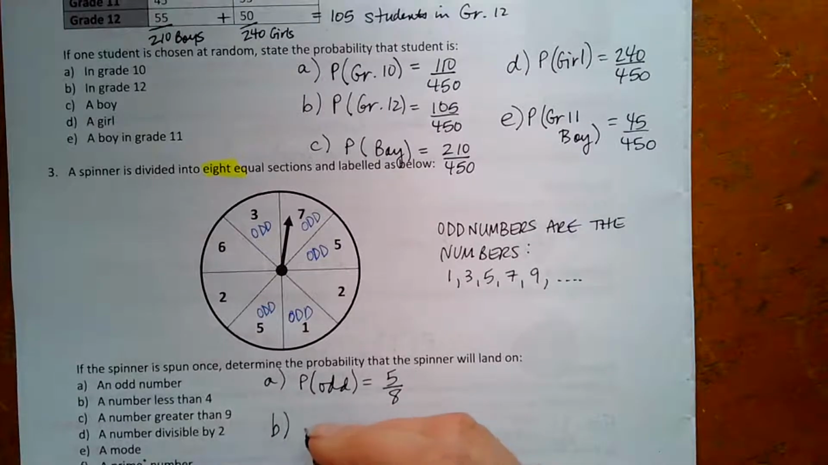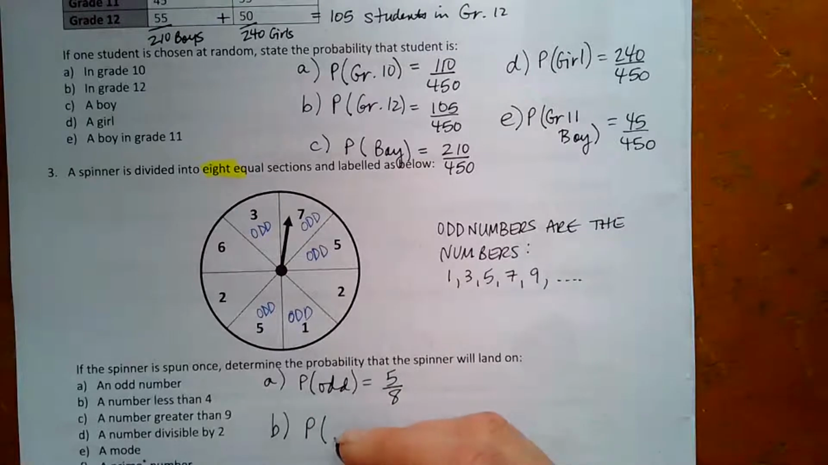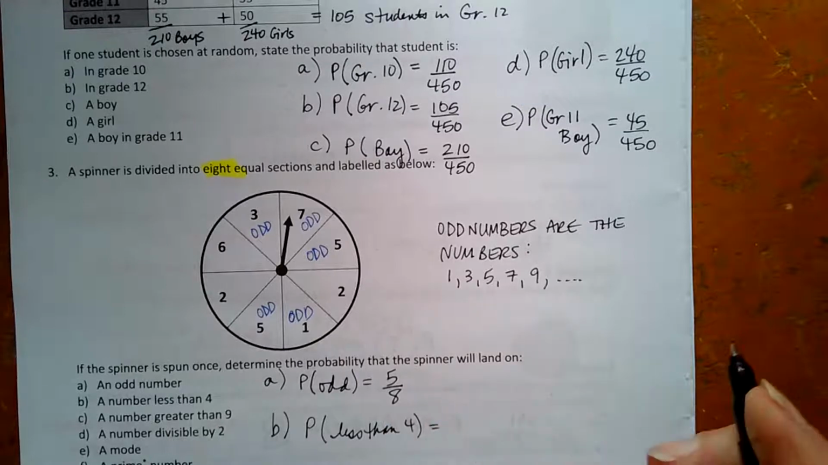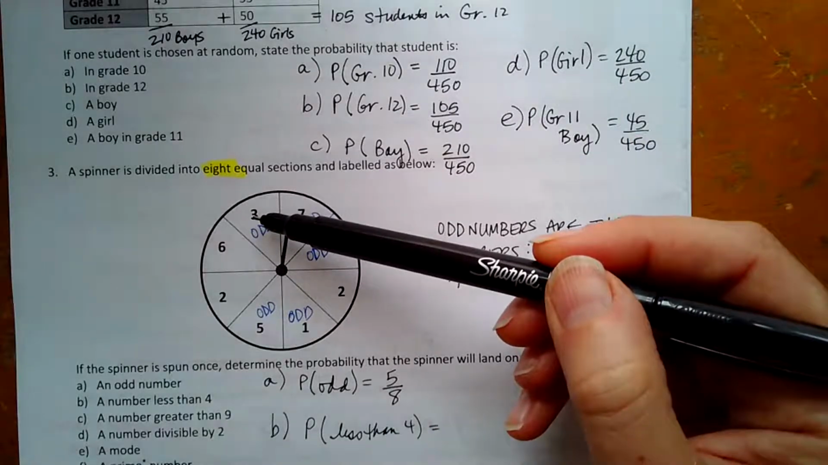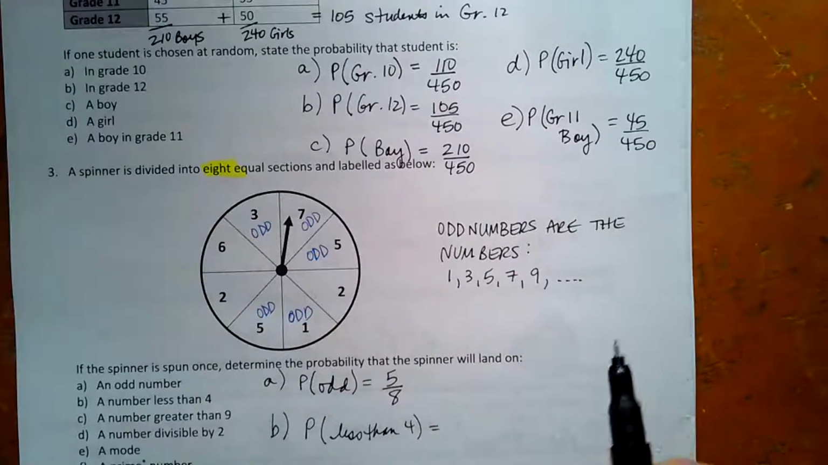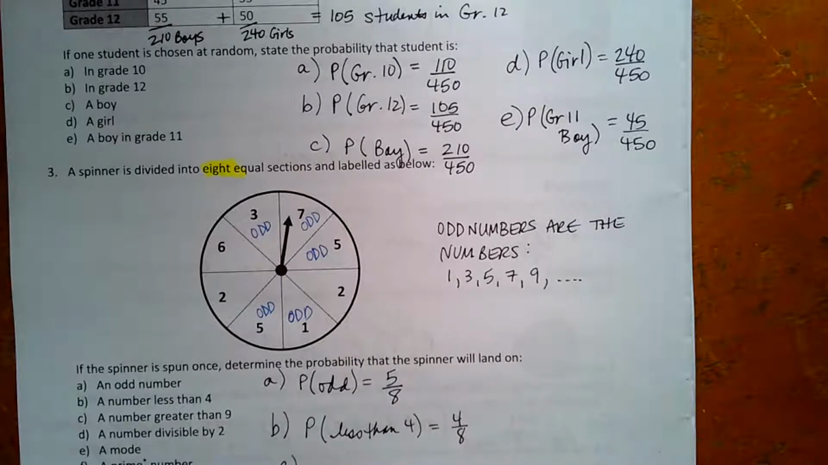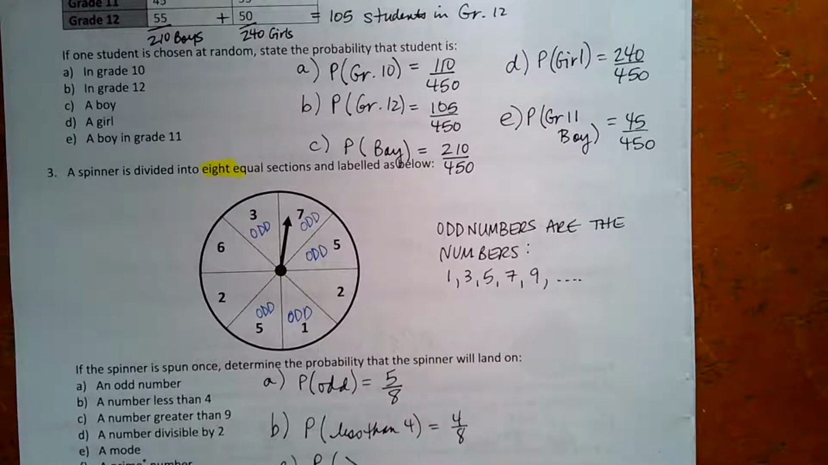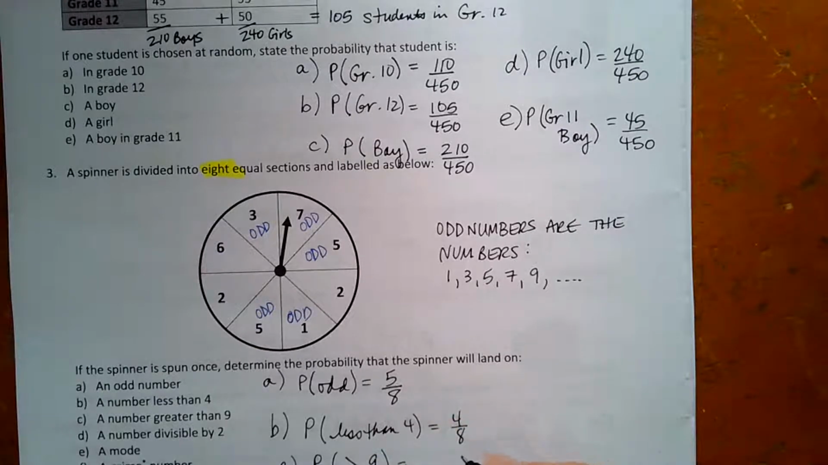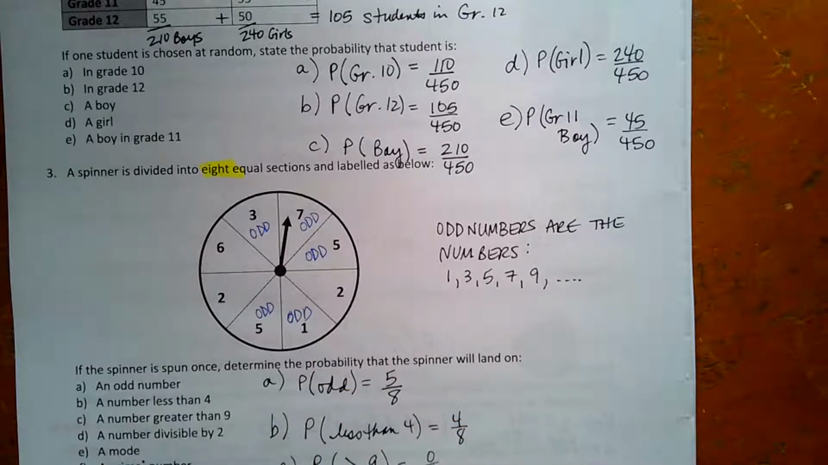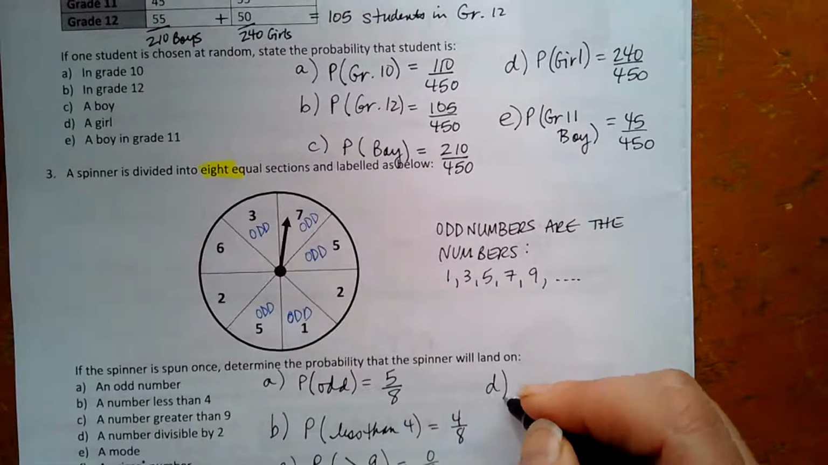B. The probability that it's a number less than 4. Okay, so which ones are less than 4? 1, 2, 3, 4. There's 4 of them. Probability that a number is greater than 9, this is the greater than symbol, by the way. Well, 0, right? There are no numbers greater than 9 represented on the options.